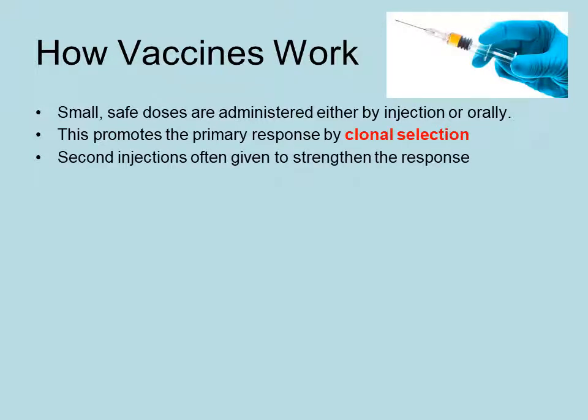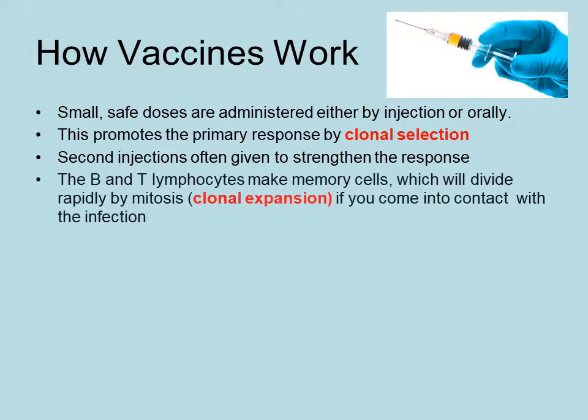You often get a second or third dose of this injection, and that will then really encourage large numbers of antibodies, large numbers of memory cells, and this will then mean that they will sit in your lymphatic tissue or your bone marrow, and should you come into contact with it again, then you'll get a very rapid clonal expansion so that you won't become ill.